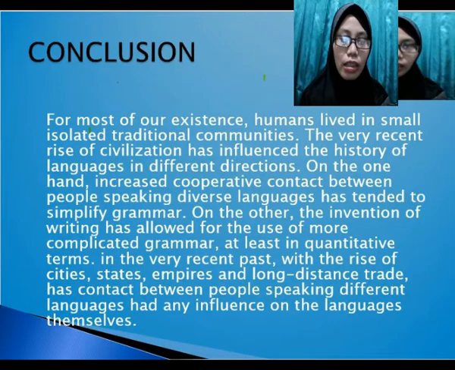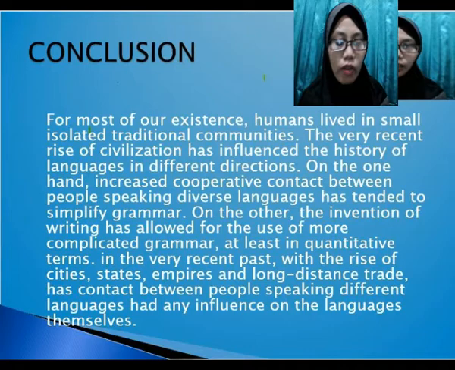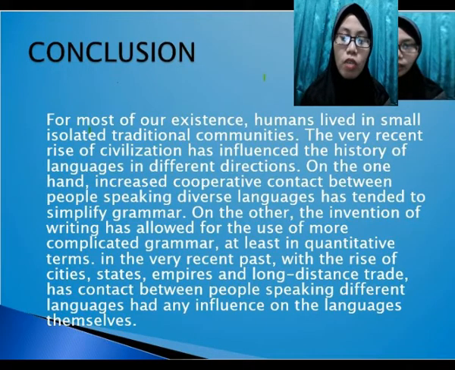The last slide of our presentation is the conclusion. For most of our existence, humans lived in small, isolated traditional communities. The very recent rise of civilization has influenced the history of languages in different directions. On the one hand, increased cooperative contact between people speaking diverse languages has tended to simplify grammar.